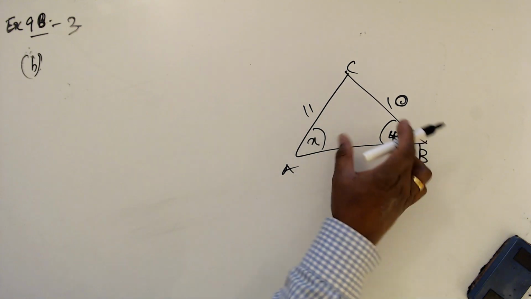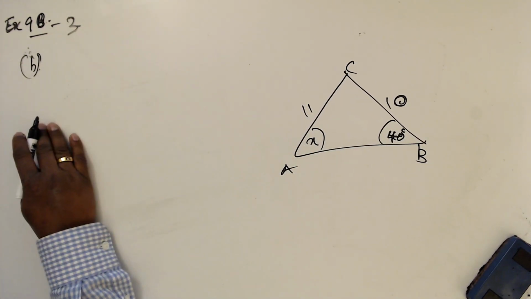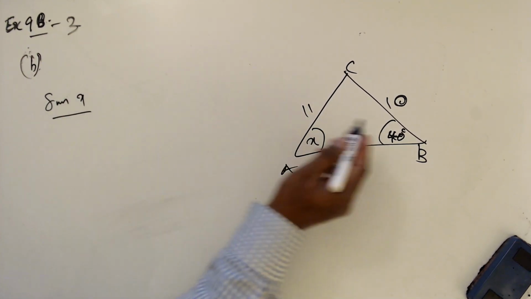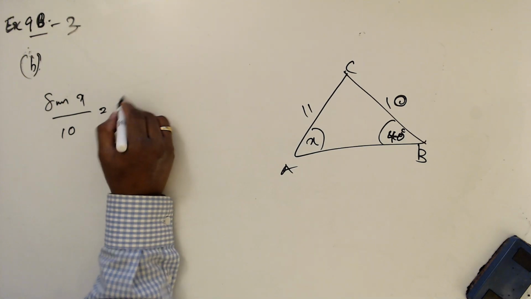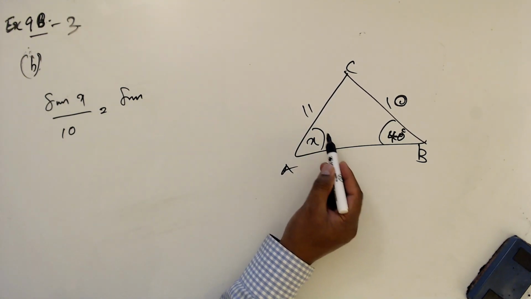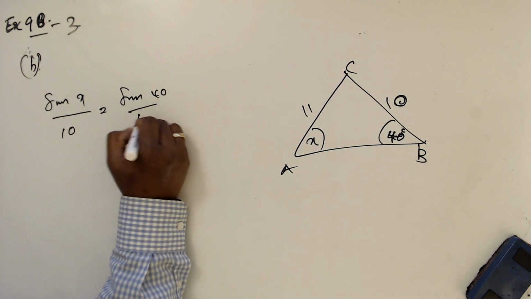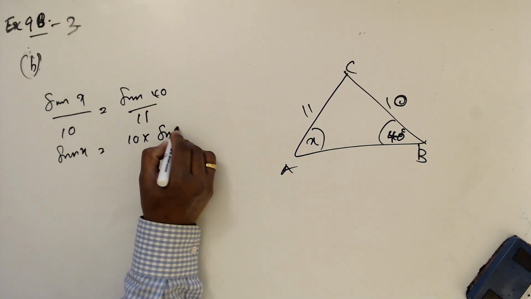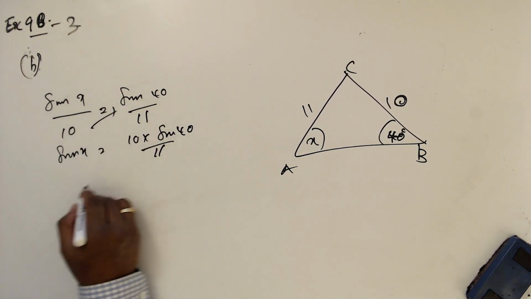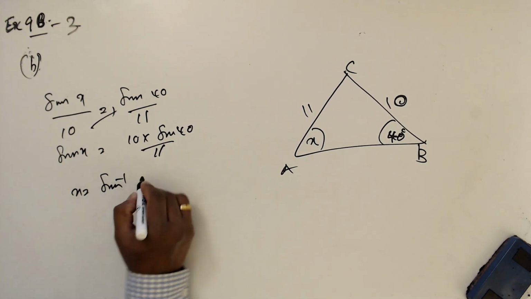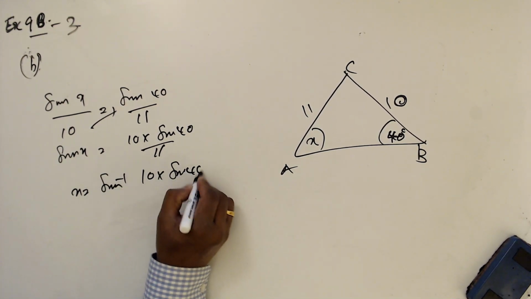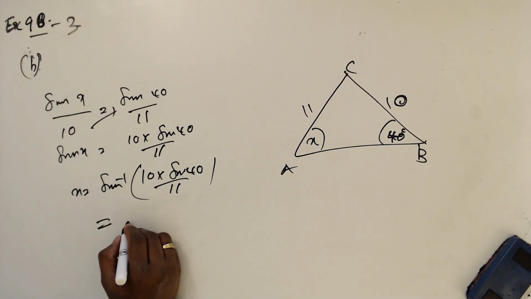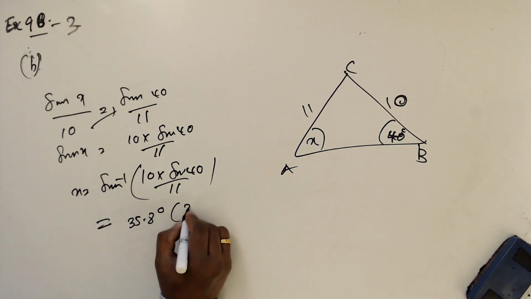Question B. I have a couple of distances and the corner. So this is going to be sine x over 10 equals sine 40 over 11. So sine x equals 10 times sine 40 over 11, cross multiply. Then x equals sine inverse of 10 times sine 40 over 11, which is 35.8 to 3 SF.